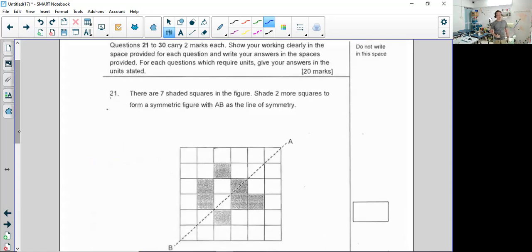Shade 2 more squares to form a symmetric figure. All right, same thing. There's a square on this side. Opposite, there's also a square. There's a triangle. Opposite, there's a triangle. There's a square here. Opposite, there's no square. So you will need to color.